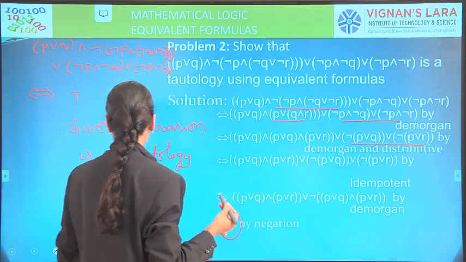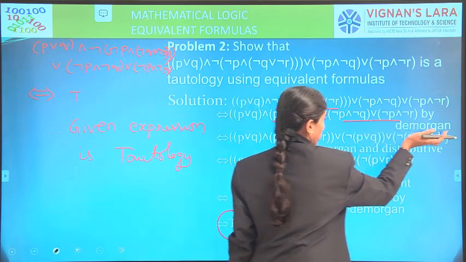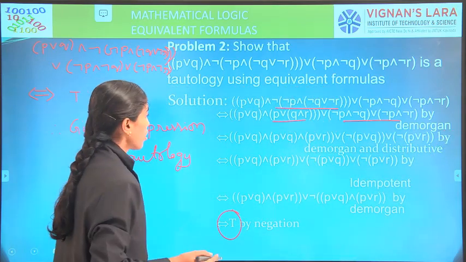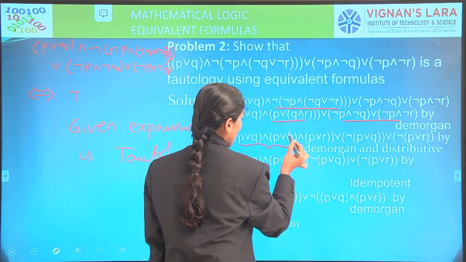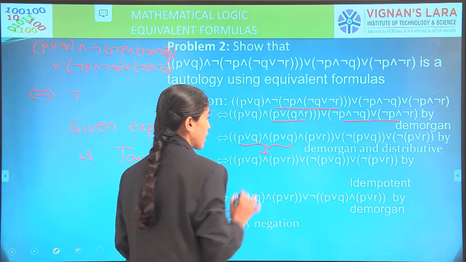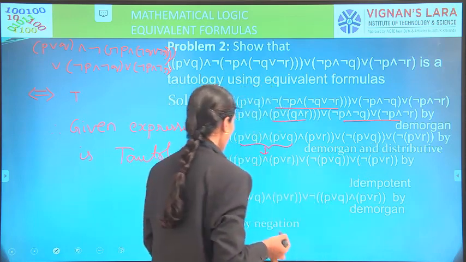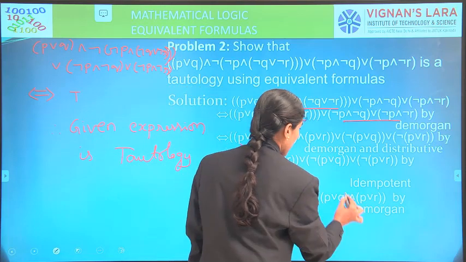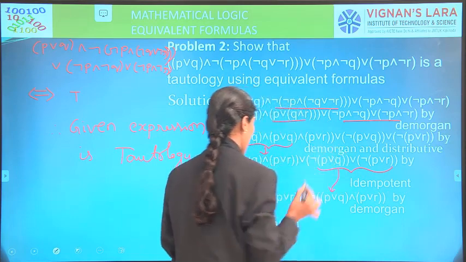Then in the next step, we apply idempotent law for these two. We write single time, right? We write as it is this term. Next, in the next step, we apply De Morgan law here. So we get from this one this step.